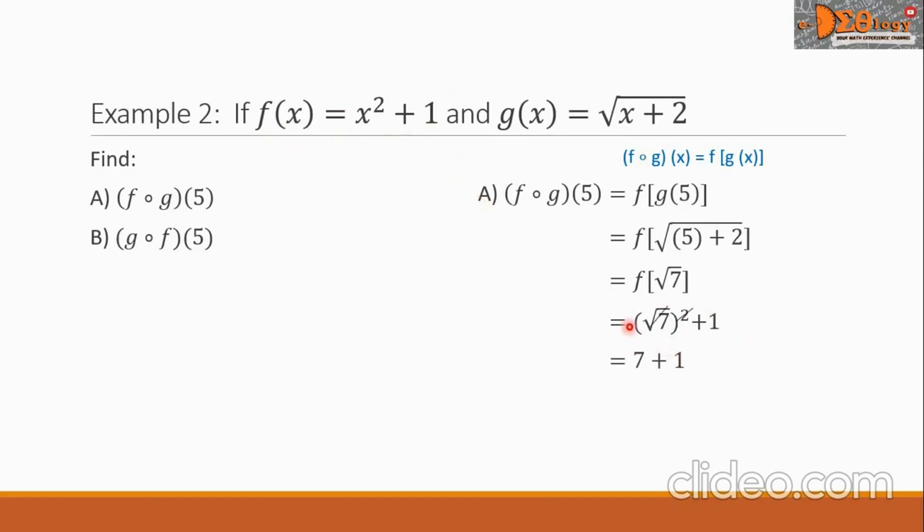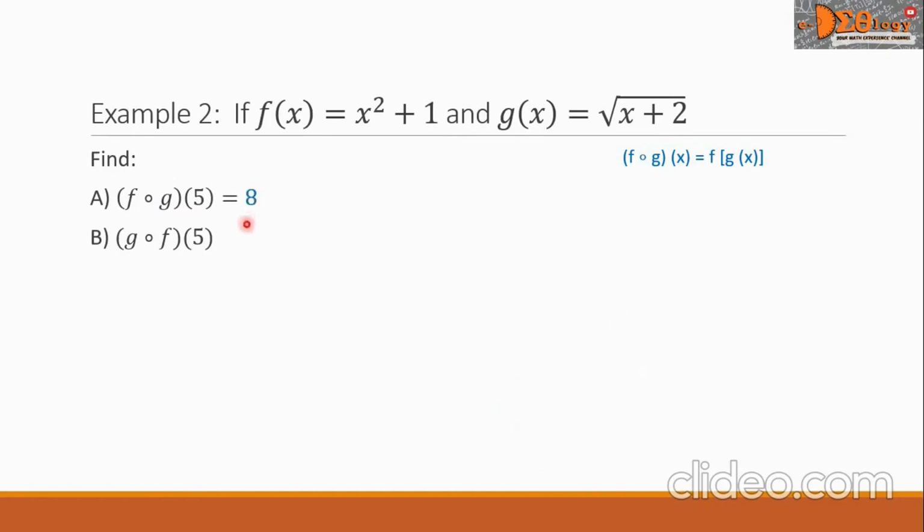We can cancel the square root and the square. Only 7 comes down, and plus 1. And then we can combine 7 plus 1, which is 8. And this 8 is the value for f composed with g at 5. And we can write this 8 opposite letter A.